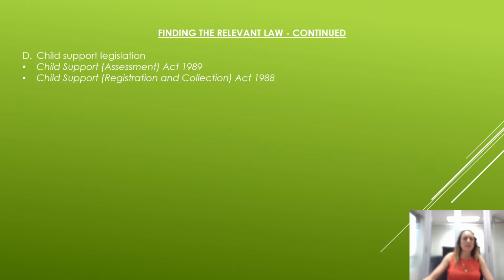The Child Support Assessment Act sets out the law about eligibility to receive and the liability to pay child support. It also establishes how child support is calculated and the authority of the child support agency itself. The Child Support Registration and Collection Act, however, sets out the law about the registration requirements for paying maintenance and the means by which the child support agency can enforce payments.